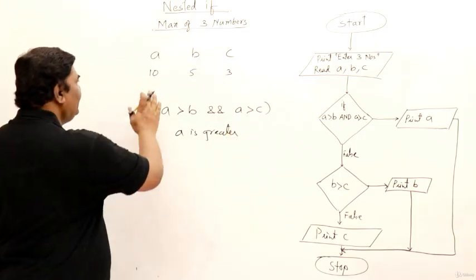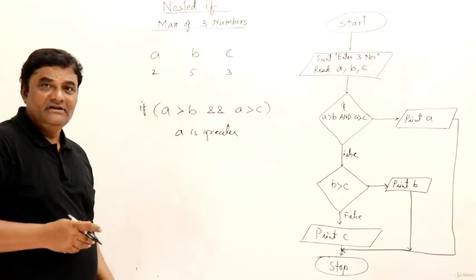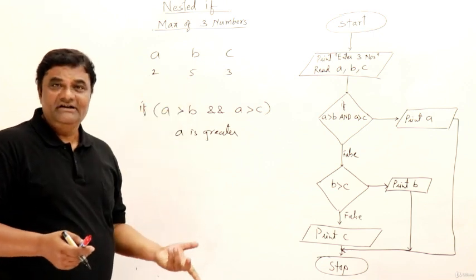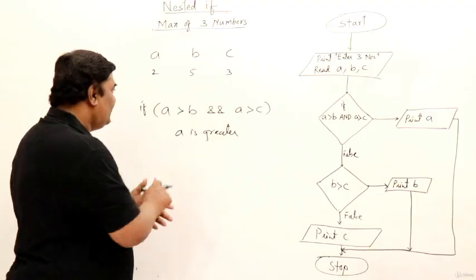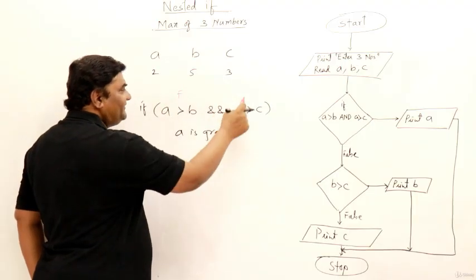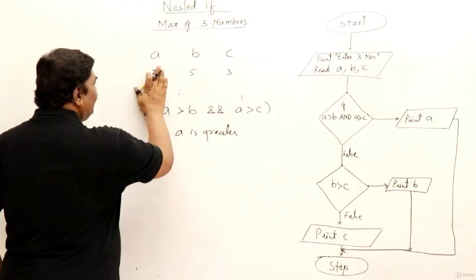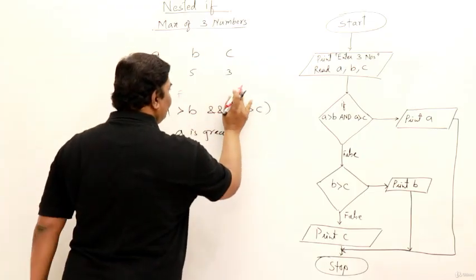So if suppose A is not having 10, A is having value 2, then what happens? Check this. A is greater than B. A itself is not greater than B and it's not greater than C. First of all, it's not greater than B, that is false. So this is false, and even if this is true, then it fails, but this is also false. Achha, if A is 4, then this is false and this is true. This will be true.